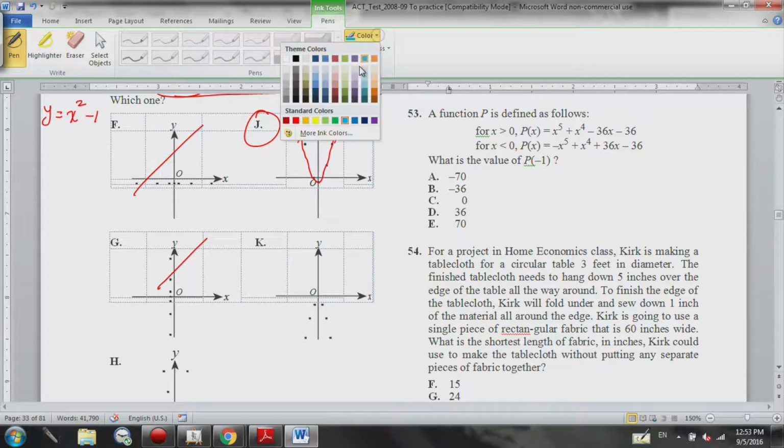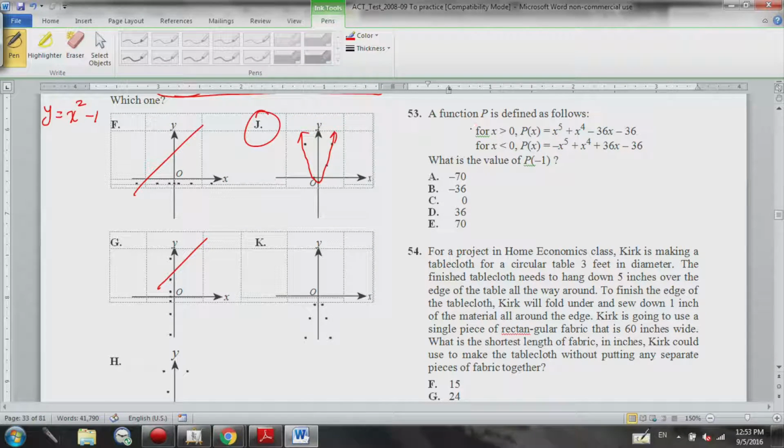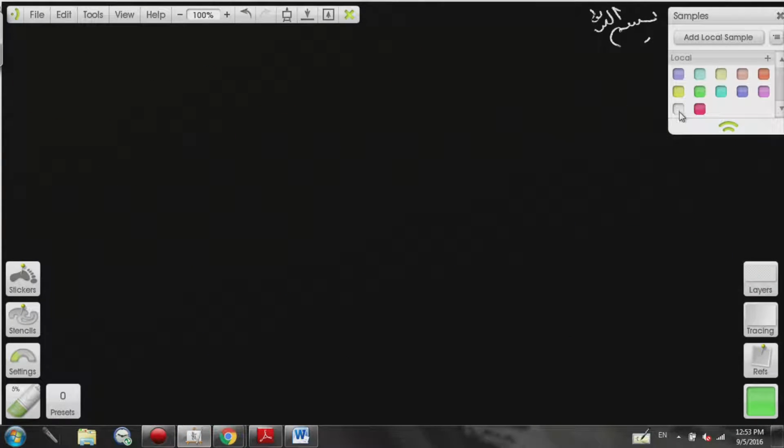Question number 53. A function p is defined as follows. Okay, so this function is defined as follows. So for x, when x is greater than this, that's the function. And x is less than this, that's the function. This is an interesting concept if you have done algebra. So you can define a function. Okay, say I have a function. I'm going to call it k of x, okay?